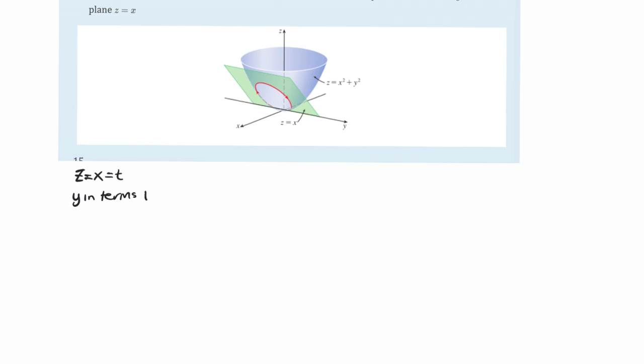To do that, I would need to take a look at the equation of the paraboloid and figure out what y would have to be in terms of x and z. And that's where it gets a little bit difficult, because we would have y squared equals z minus x squared if I'm solving for y. Then y equals plus or minus the radical of z minus x squared, which then would be plus or minus the radical of t minus t squared, since z equals t and x equals t.